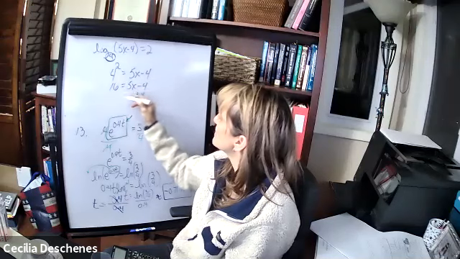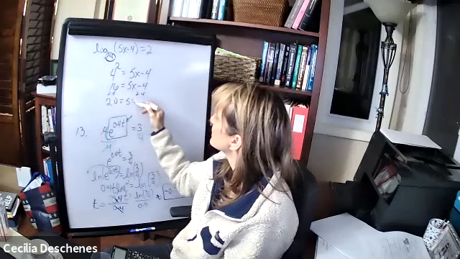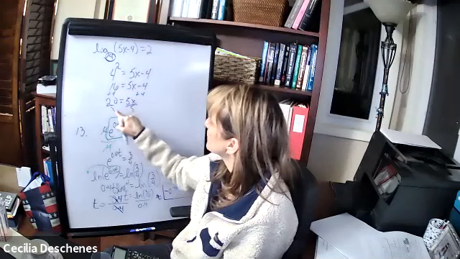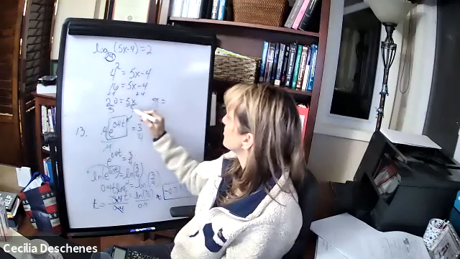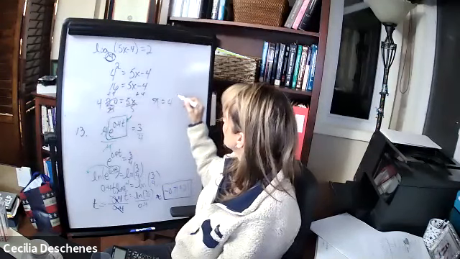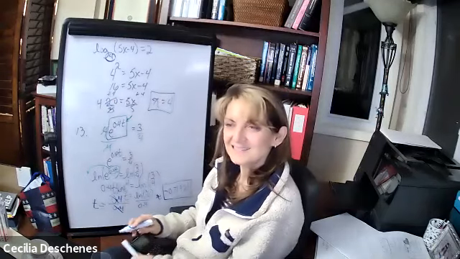We add 4 to both sides. We'll have 20 is equal to 5x. And then dividing both sides by 5, we get that x is equal to, 5 goes into 20 four times. So we get that x is equal to 4. Okay?